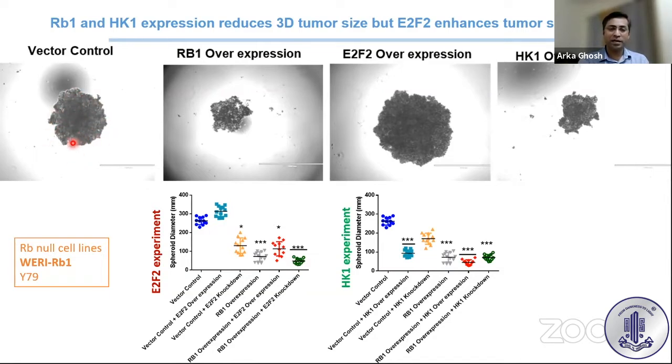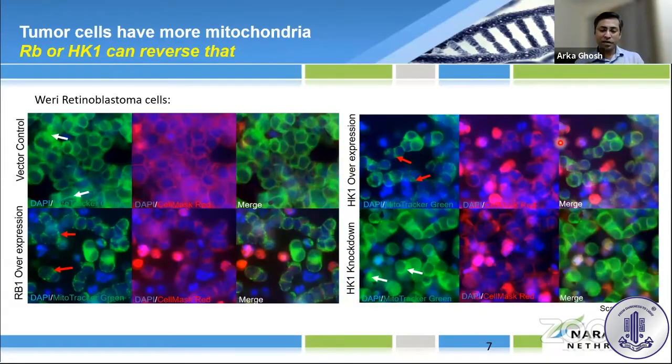So if you look at some of these results, where this is a 3D tumor done in vitro. So this is a retinoblastoma cell line called the VERY-RB1. When you put back the retinoblastoma gene into that, the tumor can no longer grow. If you put E2F2, which is the transcription factor that gets released in absence of retinoblastoma, the tumor becomes even larger. And when you use hexokinase 1, you see results that are similar to putting back retinoblastoma. So this is exciting, but what is getting reprogrammed?